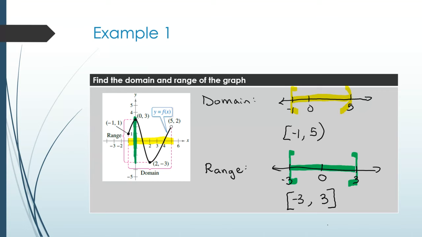So the domain is the x, the range is the y. And I translate these to number lines so that I can get the interval notation. Are there any questions?